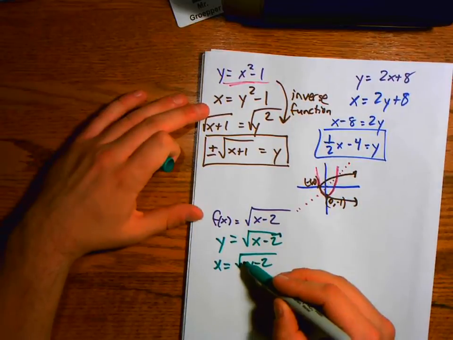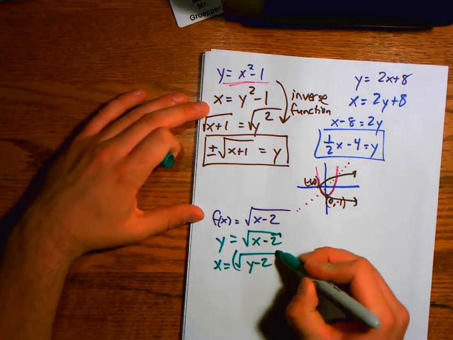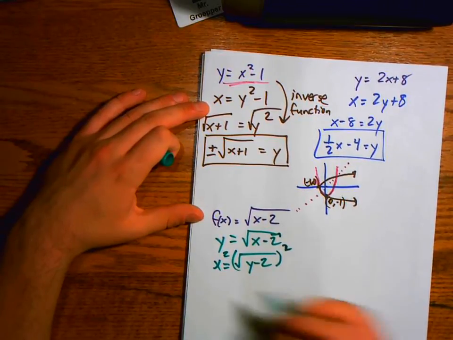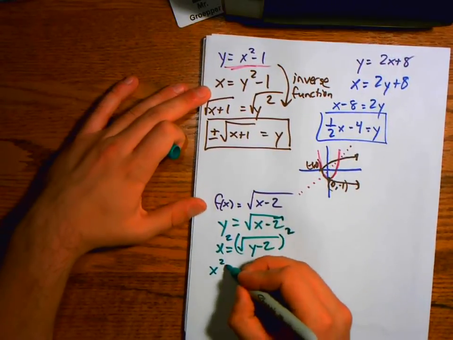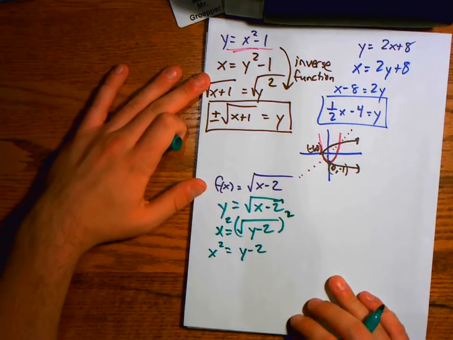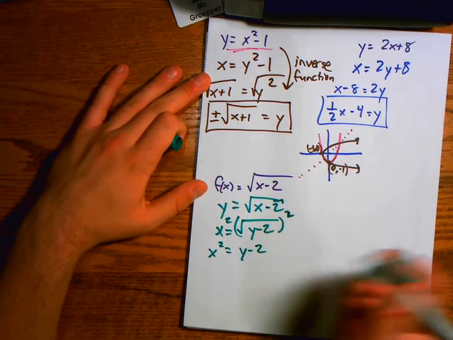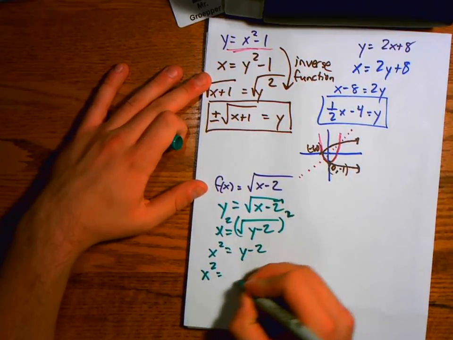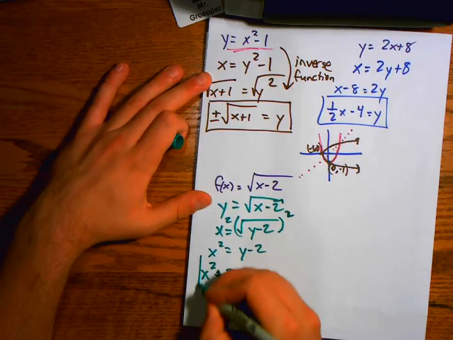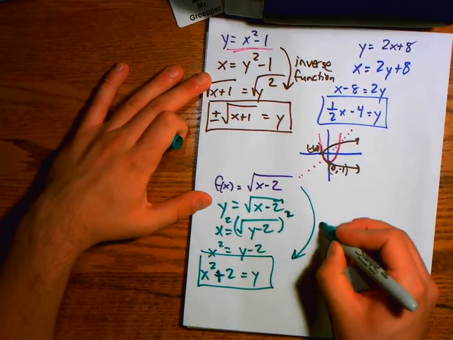Now in order to get y by itself, we must first get rid of this square root, so I'm going to square both sides. That cancels out with the radical, so I have x squared equals y minus 2. And then the last step to get y by itself, I'm just going to add 2 to both sides. So I have x squared plus 2 equals y. And this is the inverse function.